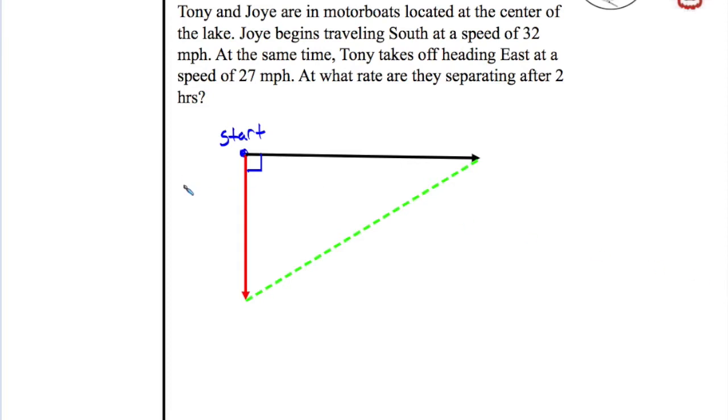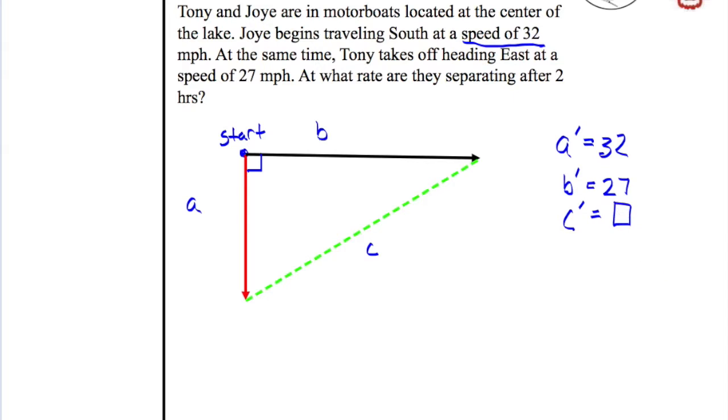Let's go ahead and label this. We'll say A, B, and C. So what do we know? Sorry, before I keep on writing, let's read this. Joy travels south at a speed of 32. So what is equal to 32? A prime. Yep, A prime is 32. At the same time, Tony takes off heading east at a speed of 27. So what is equal to 27? B prime. And at what rate are they separating after 2 hours? C prime. Yep, there's our question.